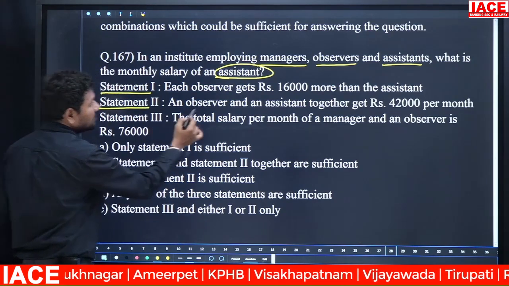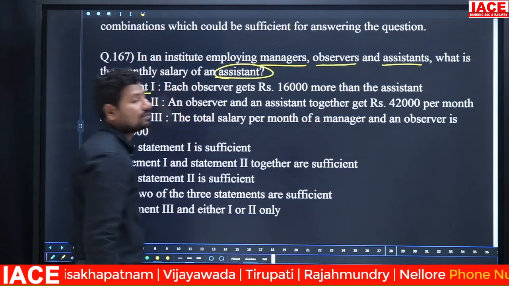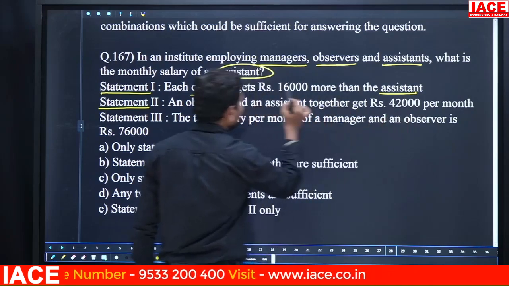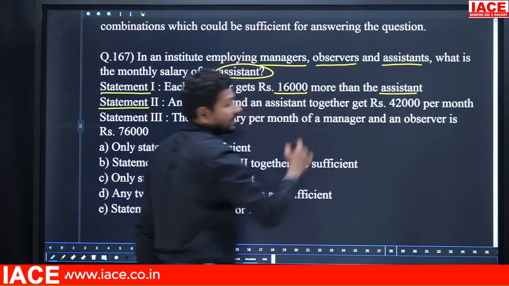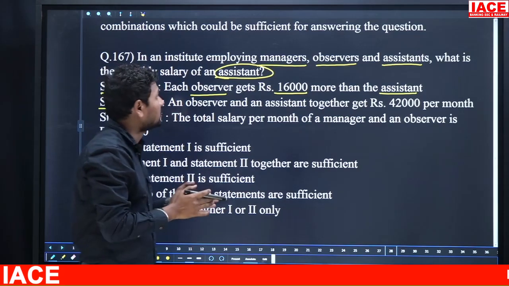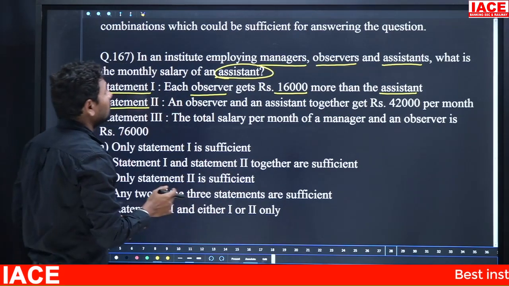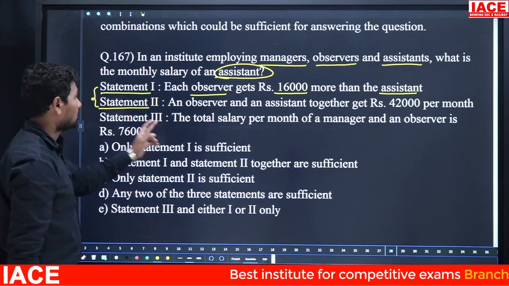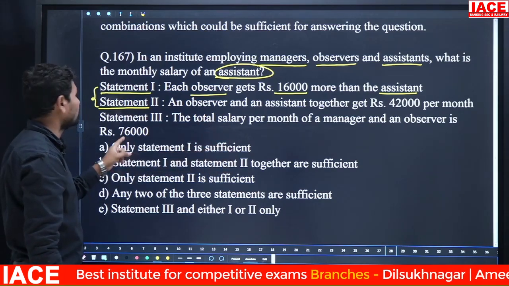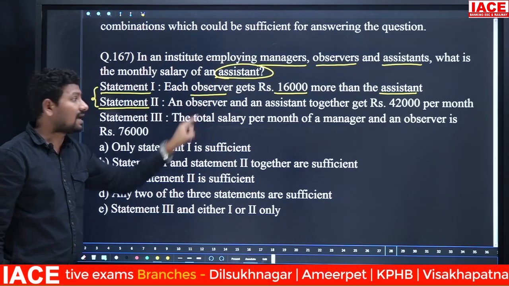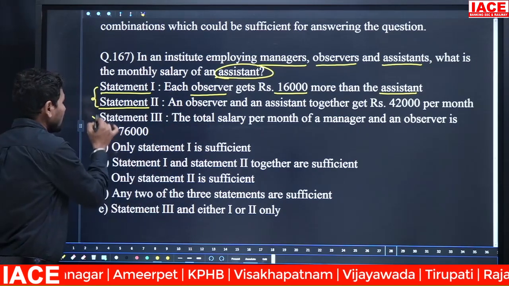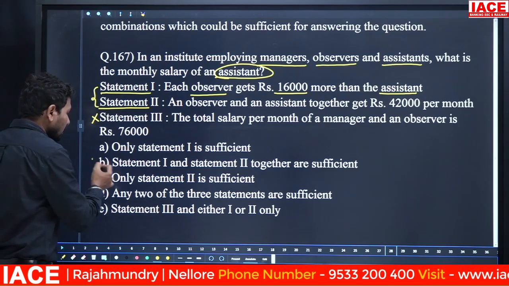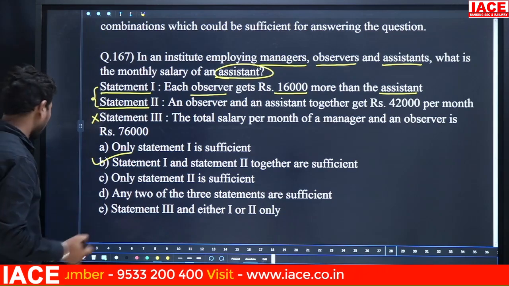Then statement 2: an observer and assistant together get how many rupees? 42,000. The observer and assistant total value is 42,000, the difference value is 16,000. Once you know the plus and the minus value, you can easily solve the observer value and the assistant value individually. We need the assistant value. That means statements 1 and 2 utilized, you will get a direct answer. Next, the total salary per month of manager and observer is 76,000. They are asking about the assistant, not manager and observer. That means statement 3 is not required. Statements 1 and 2 together are sufficient to get an answer, means option B.